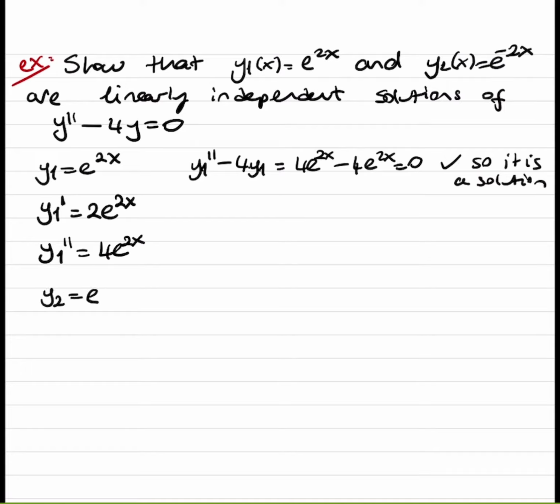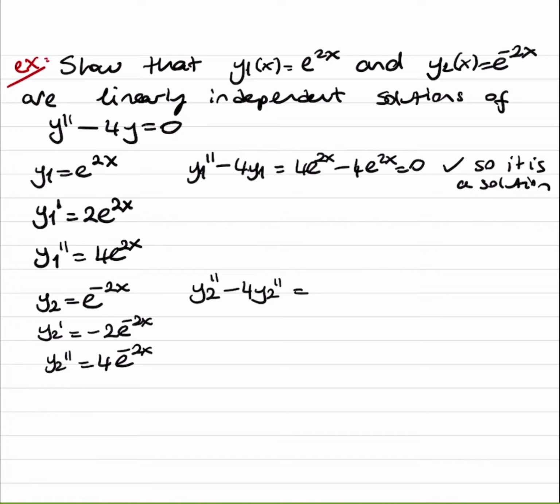What about the second one, e to the power minus 2x? Take the first derivative, minus 2e to the power minus 2x. Take the second derivative, it is 4 times e to the power minus 2x. Similarly, y2 double prime is equal to 4e to the power minus 2x. Okay, sorry, I should write y2 double prime minus 4y2. So it is 4e to the power minus 2x minus 4e to the power minus 2x. So it is a solution.